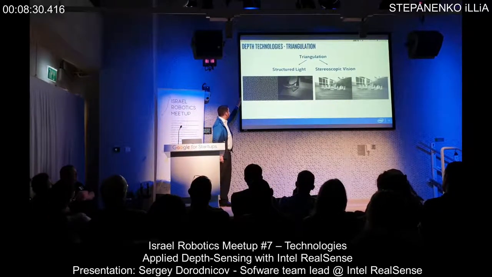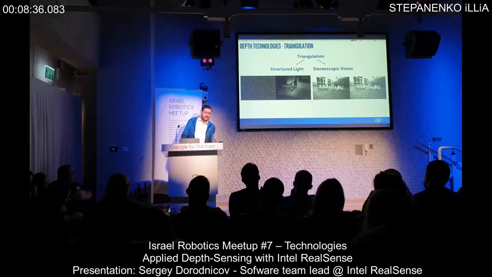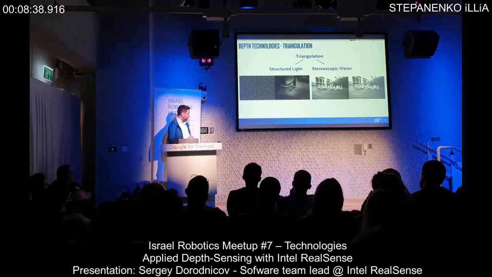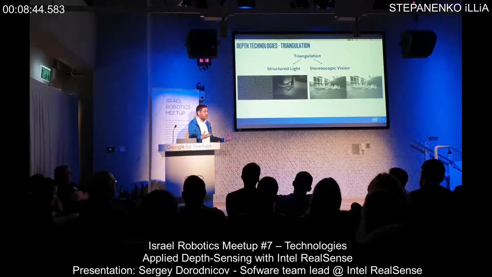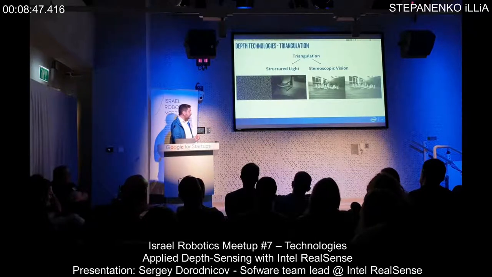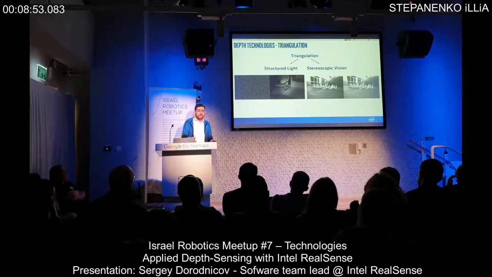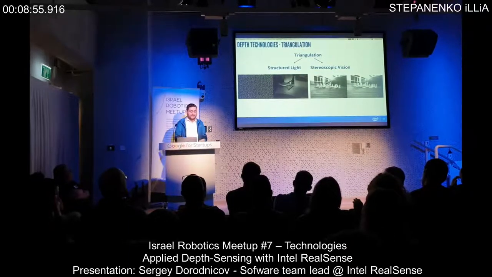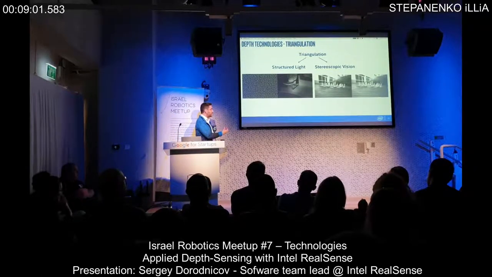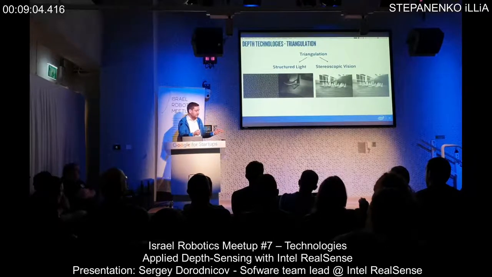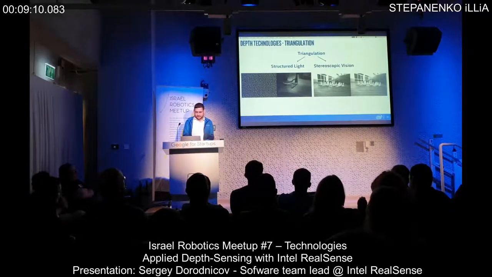So basically, for every pixel in the pattern, it finds where it falls on the image, and that way calculates the depths based on triangulation. In case of stereo, you don't project anything, but you have two viewports. And instead of using some fixed known pattern, you're actually trying to find patterns in the image itself. So you're trying to find interesting features and find where they're located in both images. And this lets you calculate the depths based on triangulation.